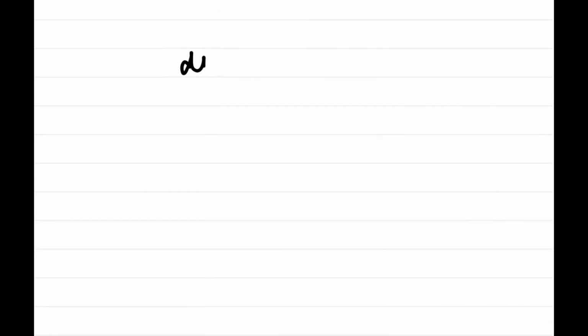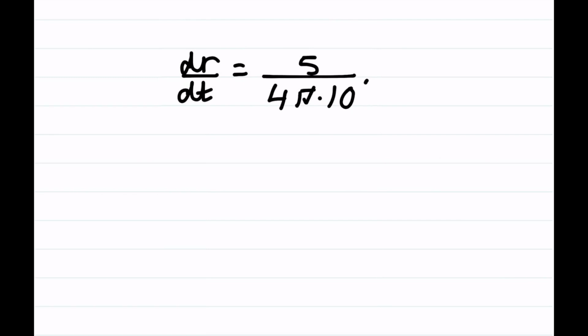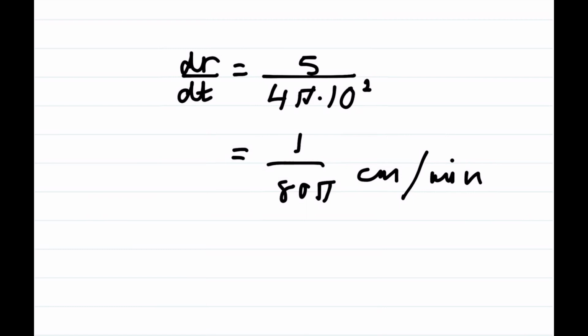So dr/dt then is going to be equal to 5 over 4 pi times 10 squared, which should give you a value of 1/(80 pi) centimeters per minute. And that's our final answer, and that's how we do related rates.